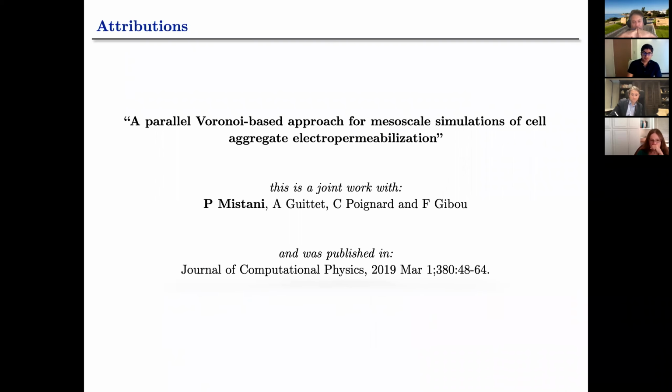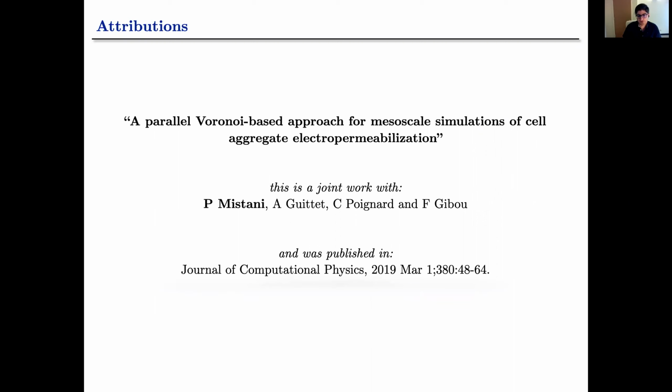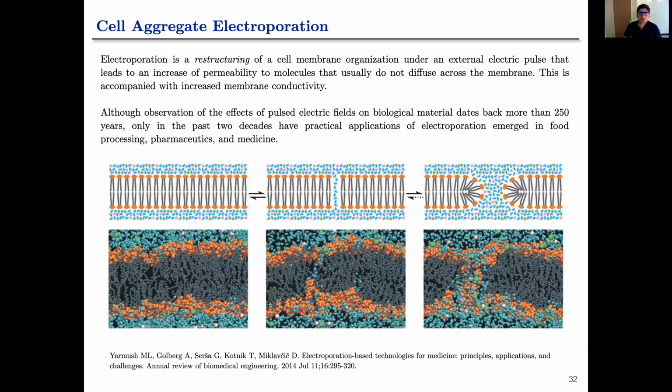The next project is about electroporation. And this is a joint work with Arthur Guittet, Claire Poignard, and Frederick Gibou, also published in Journal of Computational Physics in 2019. So let me start by introducing what electroporation is.